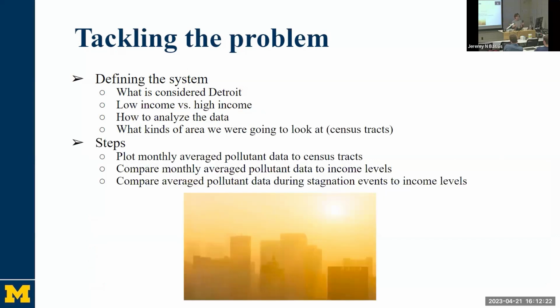With that, I plotted monthly average pollutant data for these census tracts to see if there were differences between the months, and if some census tracts continually experienced higher levels of pollutants. Then I compared those monthly pollutant levels to income levels. I was advised to also look at stagnation events such as heat waves, because during heat waves, air pollution levels are typically higher. So I also did that comparison.